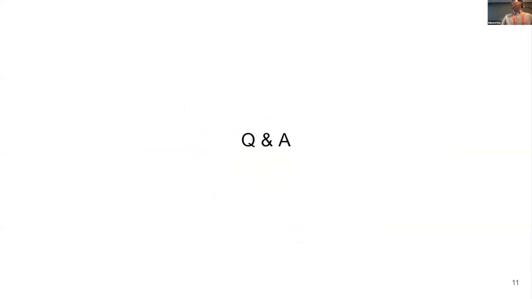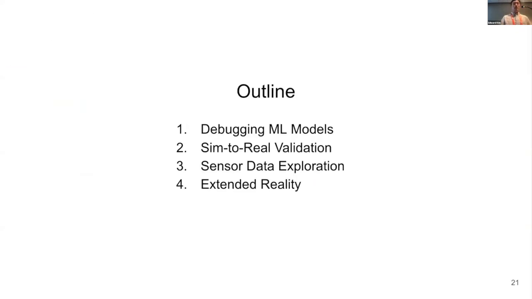So the second part is I'm going to cover 4 different cases. One is, once we test and identify failures, how do we debug the machine learning models? The second is, how do we do sim to real validation? And the third is sensor data exploration. In this era of AI, when industry and academia are collecting so much terabytes of data and labeling them, it's not just about the size of data, but also contents. So how can we query through the data, and retrieve sensor data sets that match the scenario description described by the SCENIC program? And the last part is about extended reality.